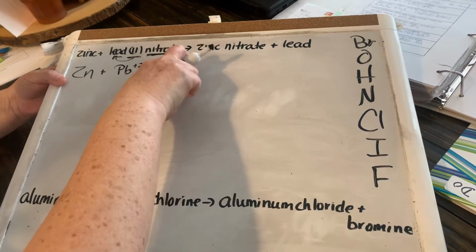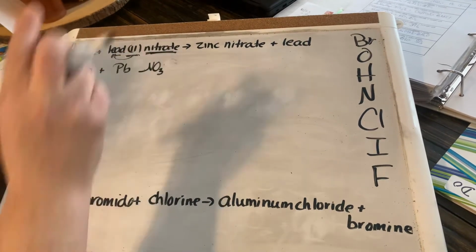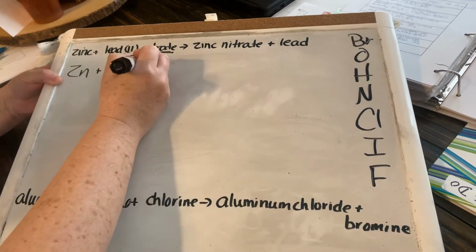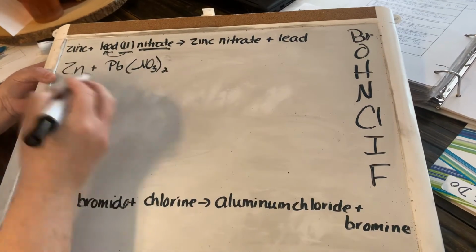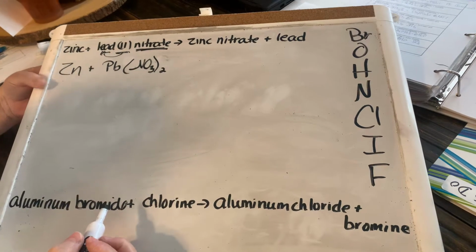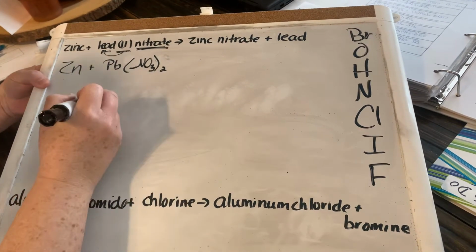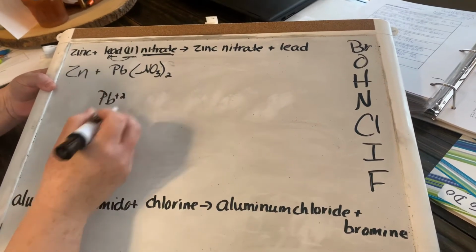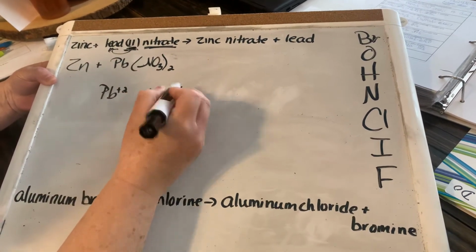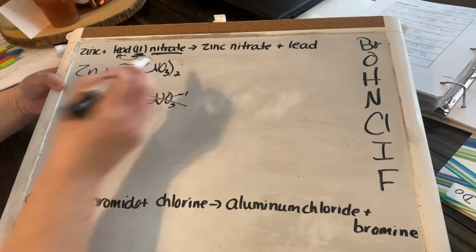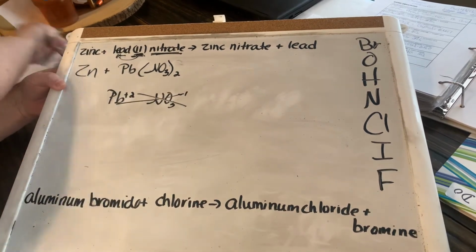So drop your signs, cross them down. You get that, right? Okay. You might have to go back through that, figure out why. But again, Pb is plus 2. You know that because it says it right here. Nitrate is -1. Drop your signs, cross them down. You get Pb(NO3)2. Okay.